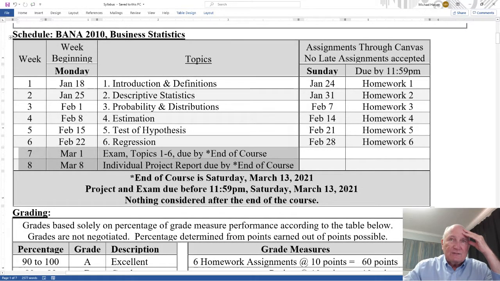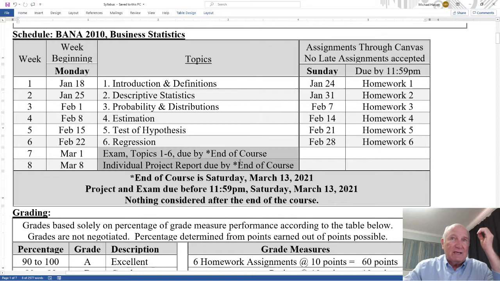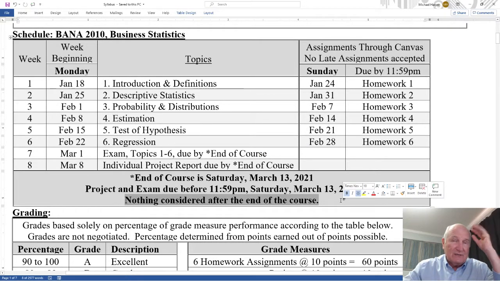The end of the course is on Saturday, and that's why there's nothing over here, because it's not Sunday. It's on Saturday, March 13th. So make sure you get these in. Again, nothing is accepted after or even considered after the end of the course. So make sure you manage your time and get the exam in early and the individual project in early.